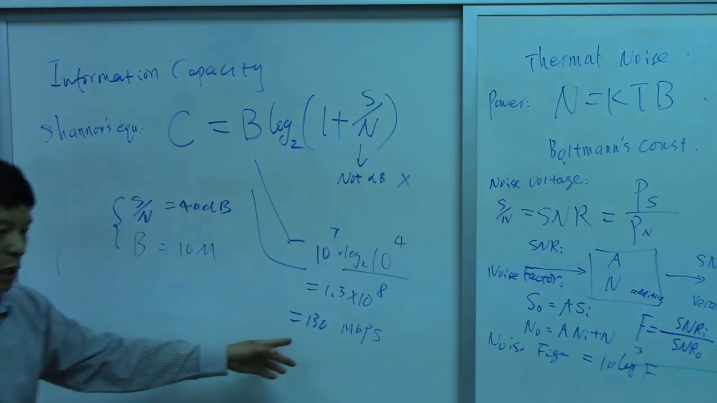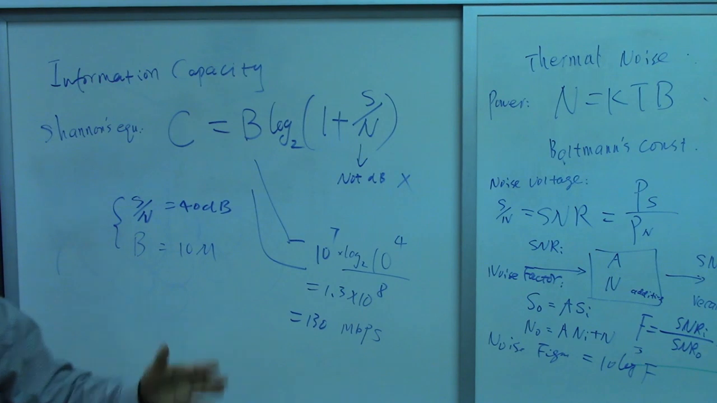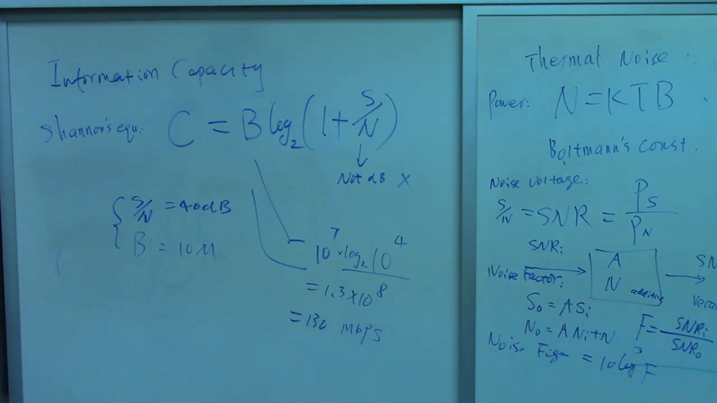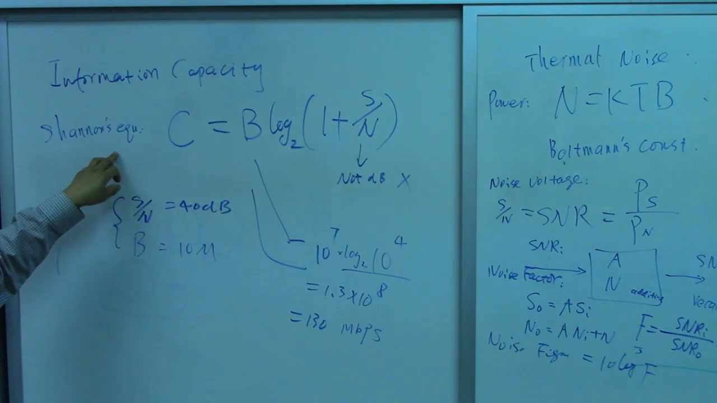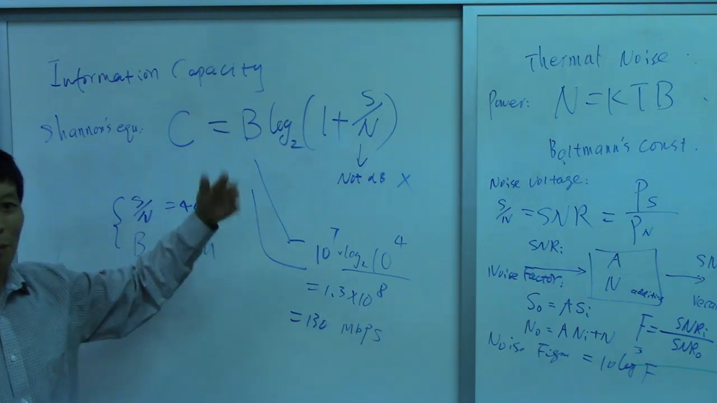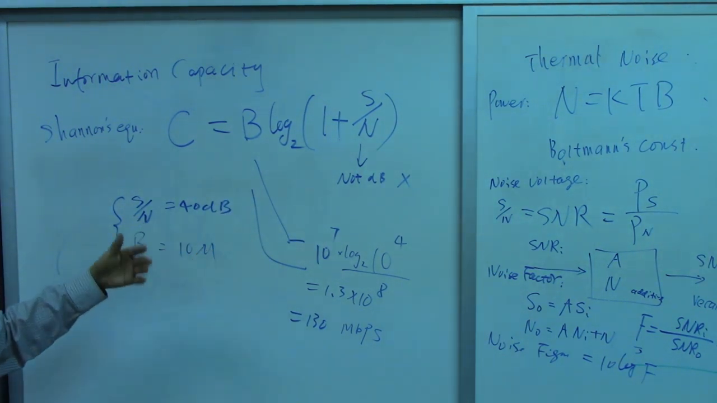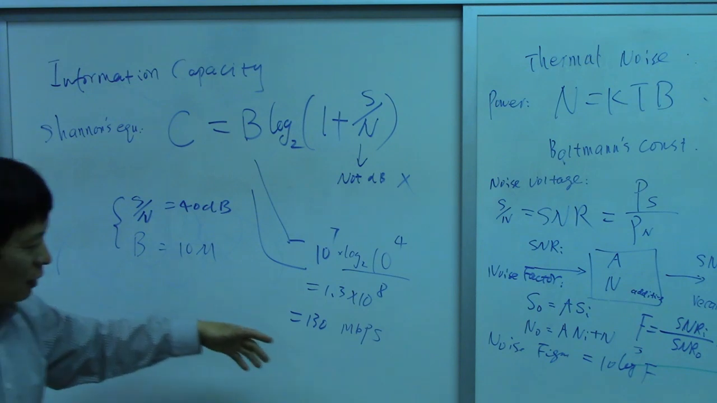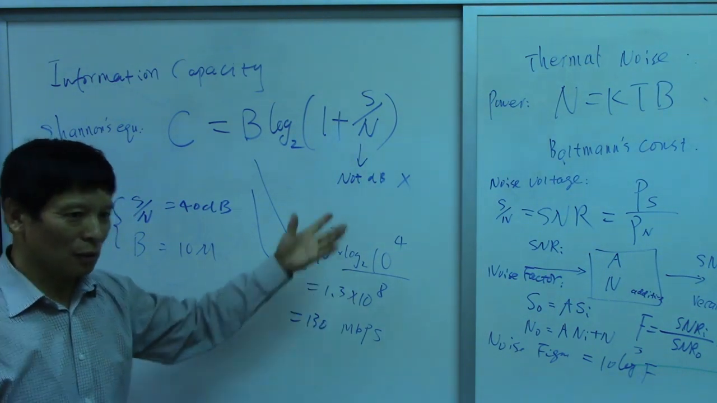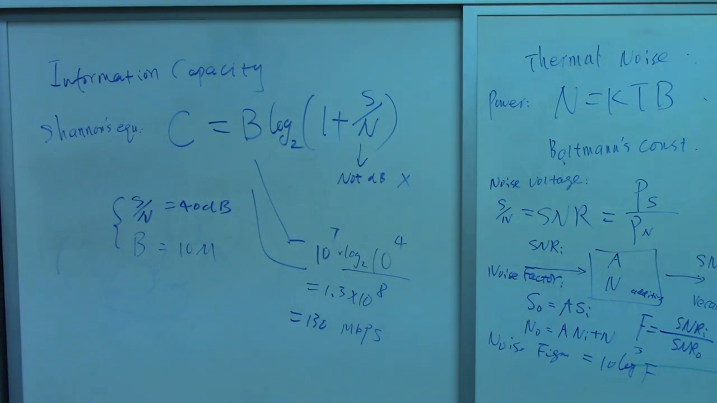In each second, we can transmit 130 megabytes. This is the capacity. It doesn't mean you can really transmit this; this is the maximum you can do. There are a lot of other factors that will affect this transmission rate, but this is the maximum. You cannot exceed this.